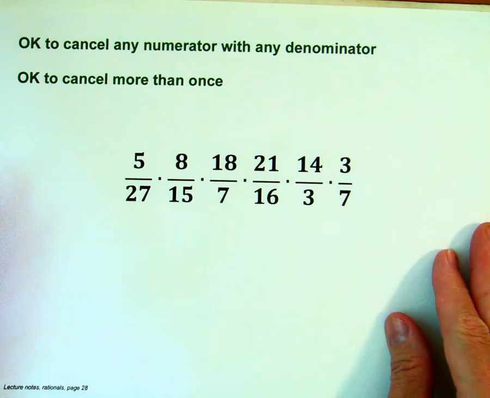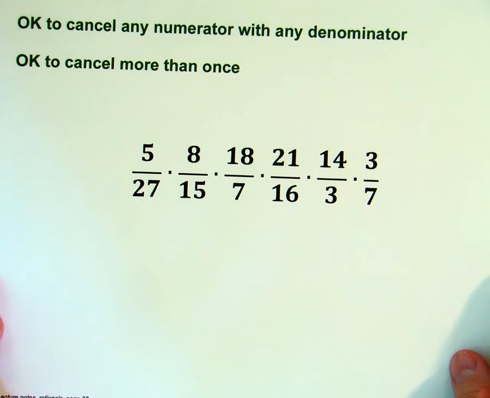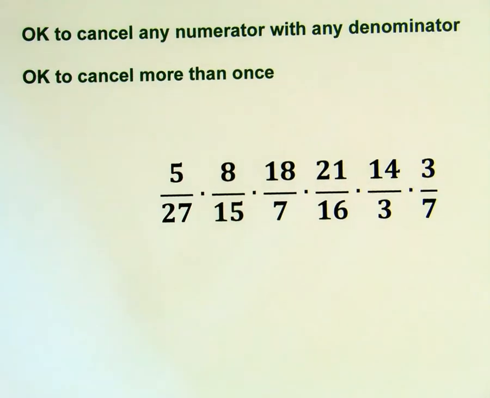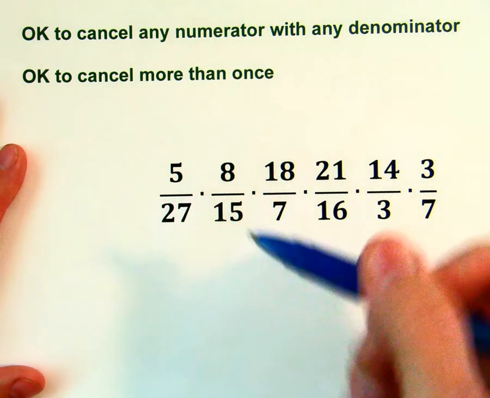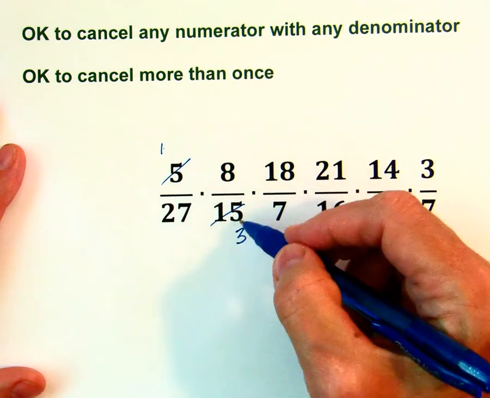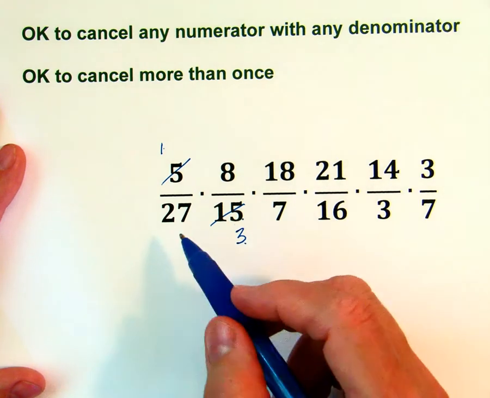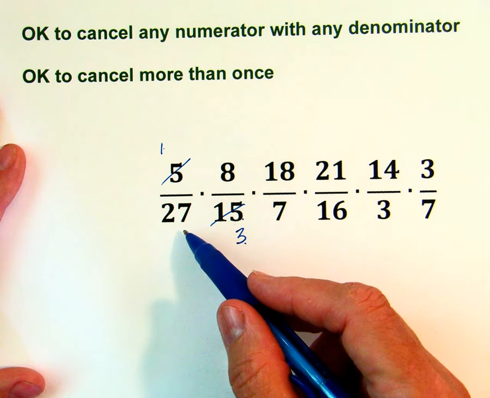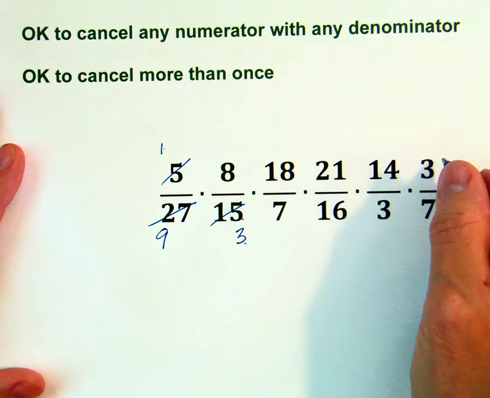Again, review of canceling. It's okay to cancel any numerator with any denominator wherever located. It's okay to cancel more than once. So let's see how that works. There's a 5 and there's a 15. They'll both divide by 5. 5 divided by 5 is 1. 15 divided by 5 is 3. Well, I have a 27. You can do this in any order, it doesn't matter. I have a 27, and that's 3 times 3 times 3. Oh, I see a 3 over there. I'm going to do that. 27 divided by 3 is 9. 3 divided by 3 is 1.